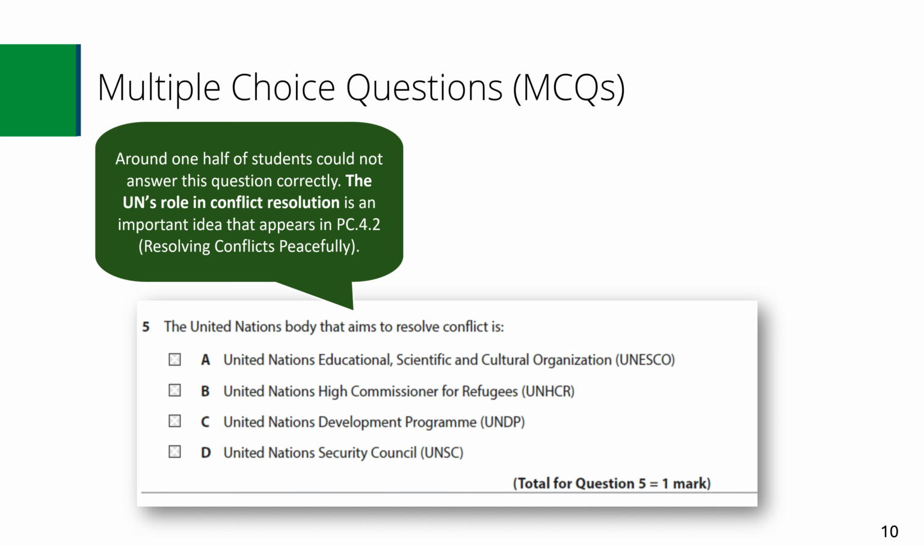This is question 5. It was a recall question asking students a straightforward question about which United Nations body exists to resolve conflict, the key being D, the Security Council. Around half of students couldn't answer this question correctly, but the UN's role in conflict resolution is an important idea in the specification.